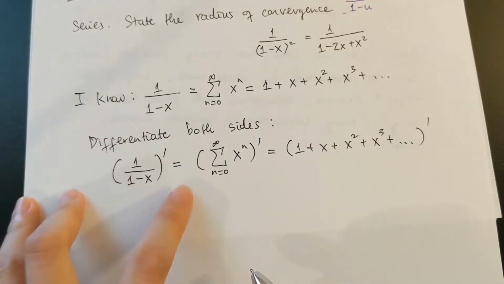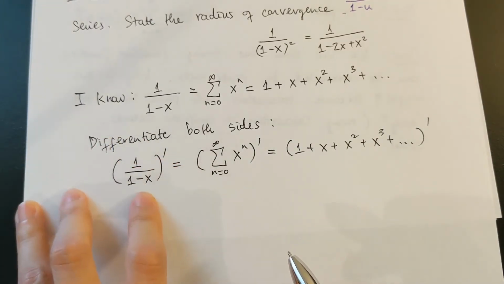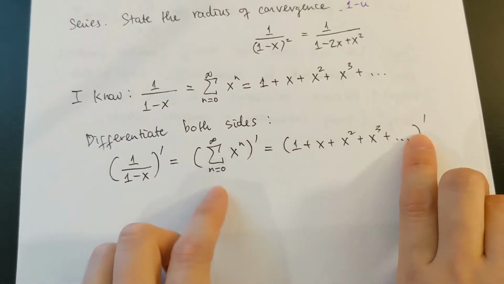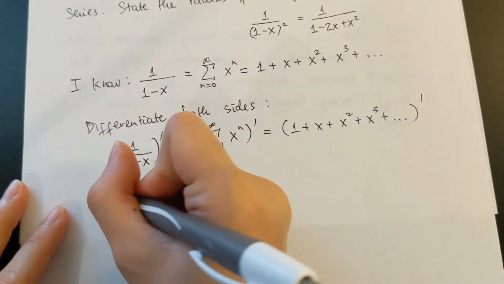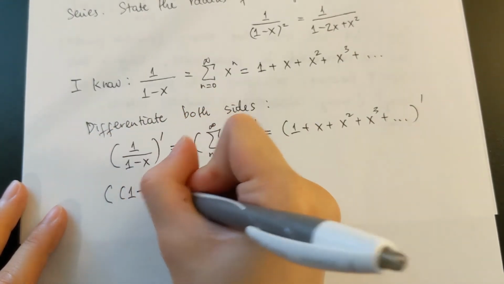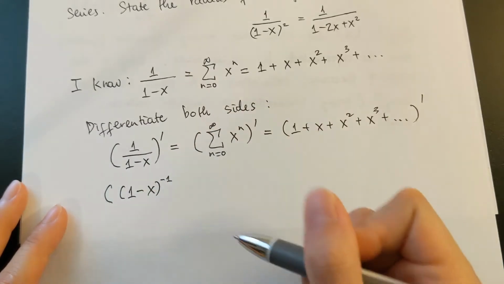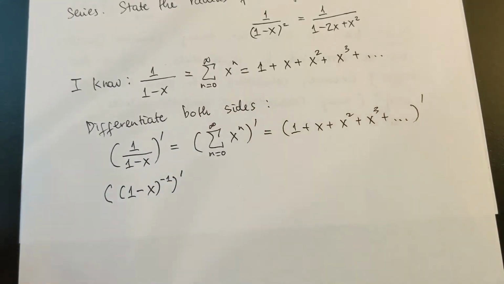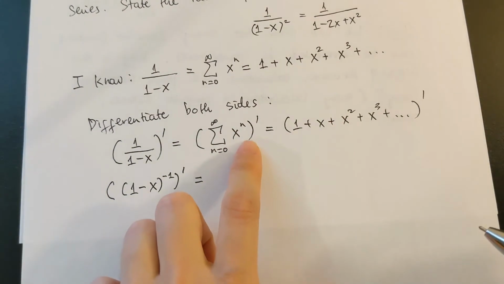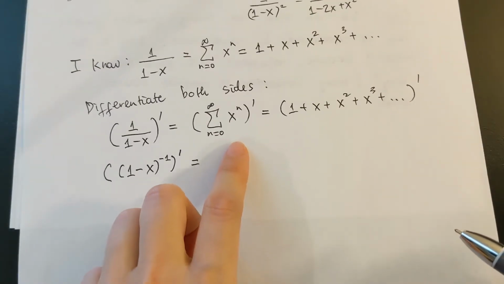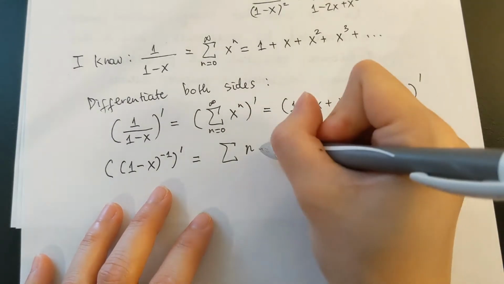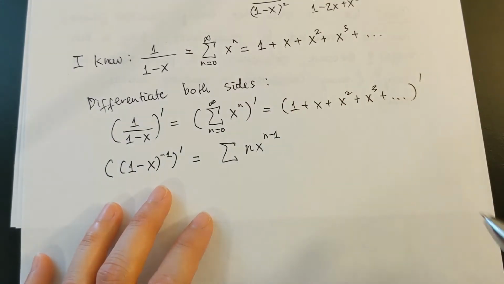So here I will use chain rule to differentiate. Here I'll just differentiate term by term using power rule. So I rewrite this as 1 minus x to the minus 1, taking the derivative of that. Or the derivative over here, you would just put the power down and then subtract 1 for the power.